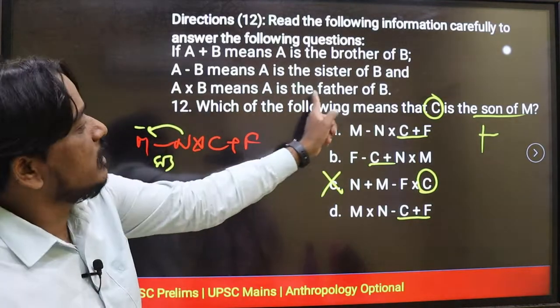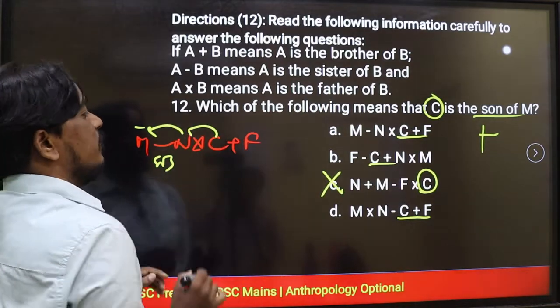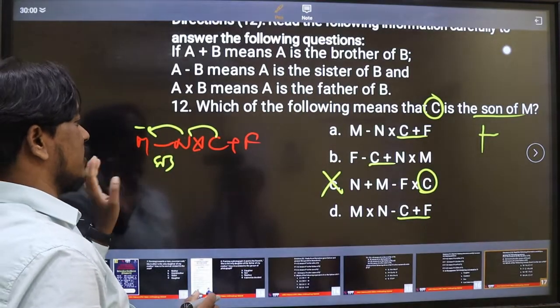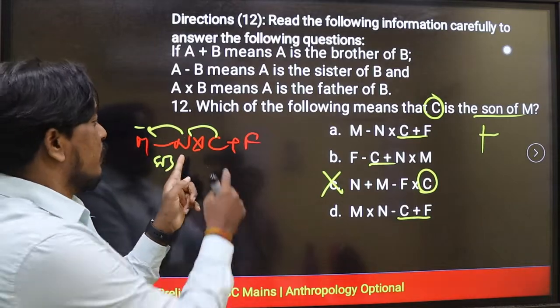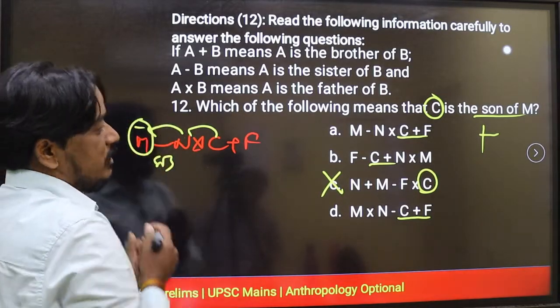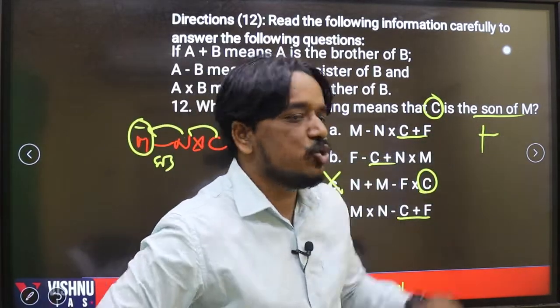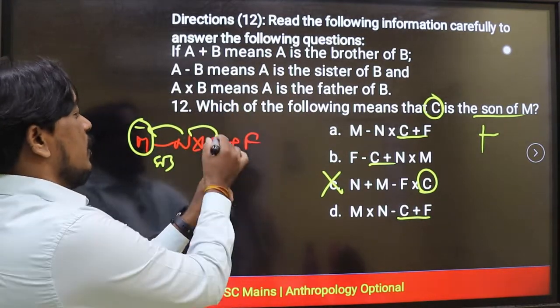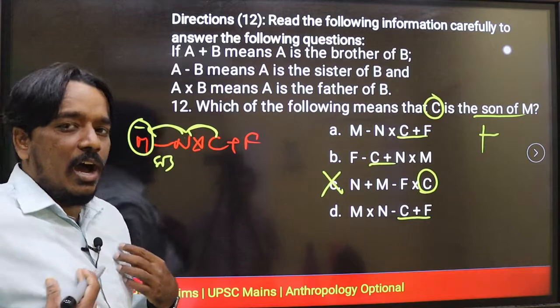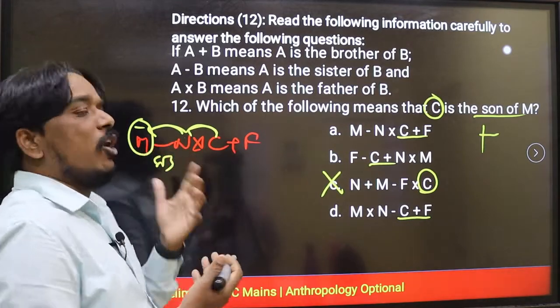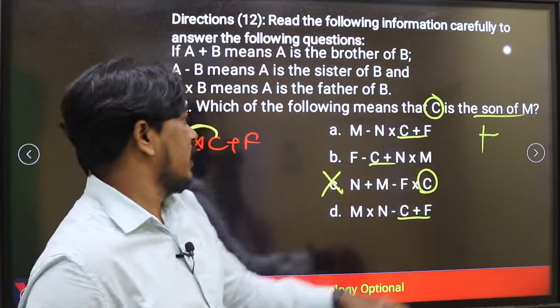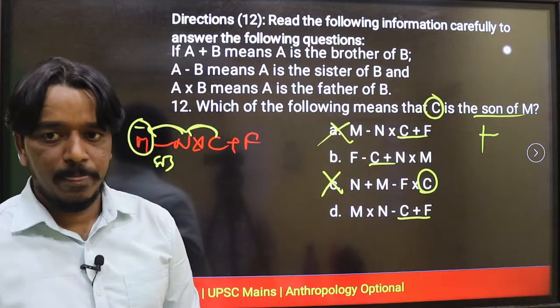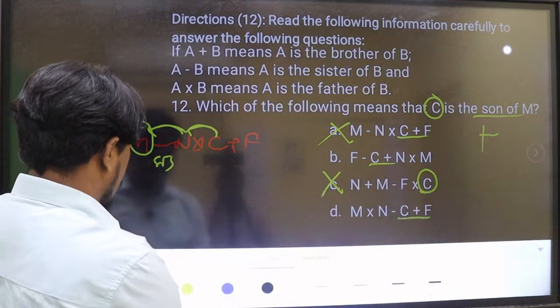Next, into means what? A father. Simply my father's sister. My father's sister is my aunt. But what we required? C should be the son. See, my father is there first, into means father. If my father's sister is my aunt, I am the nephew of M. But we required son. So option 1 is eliminated.